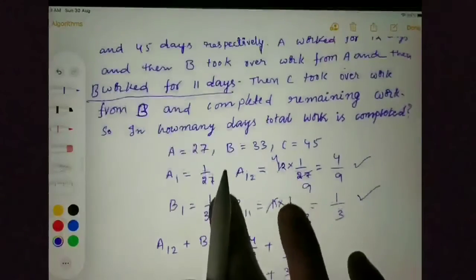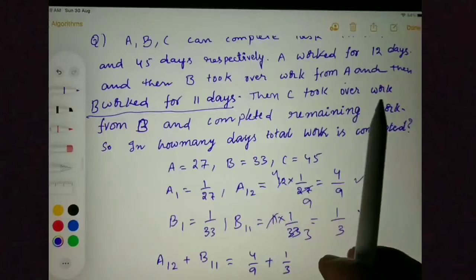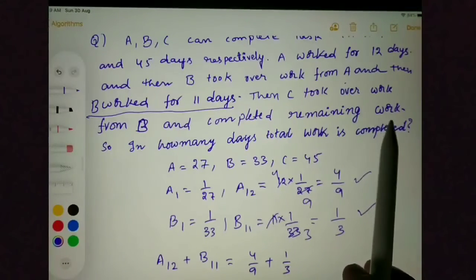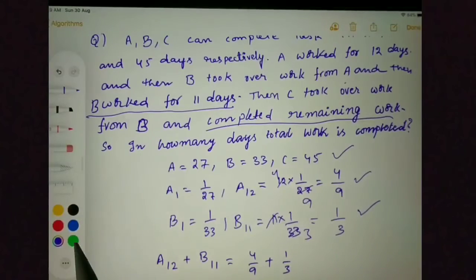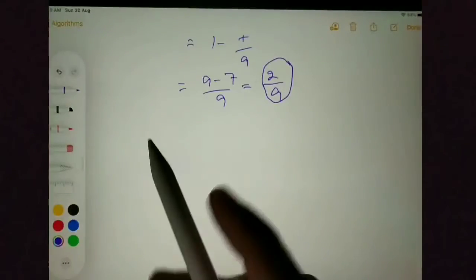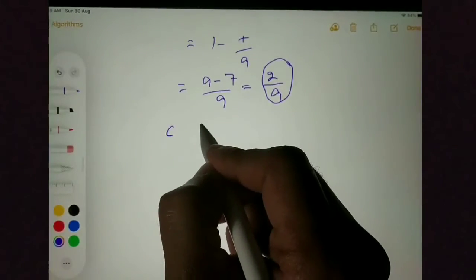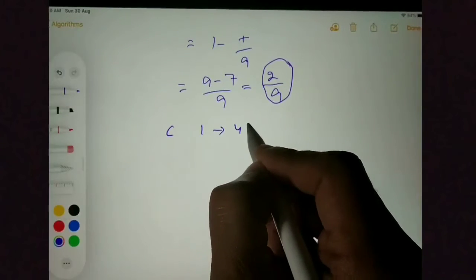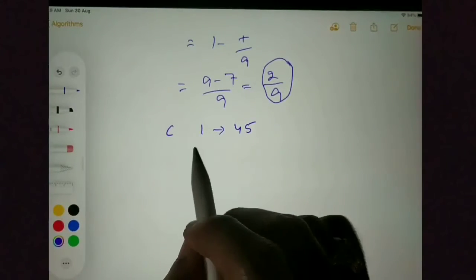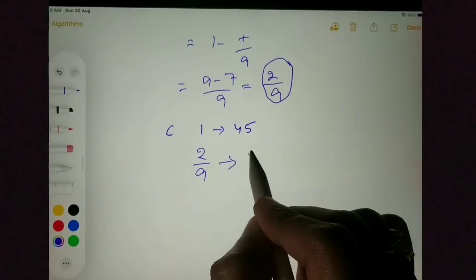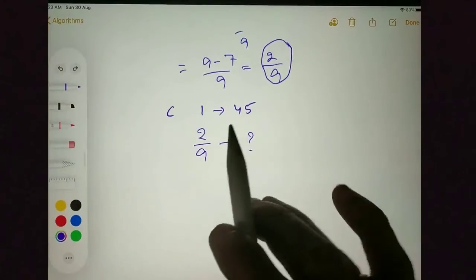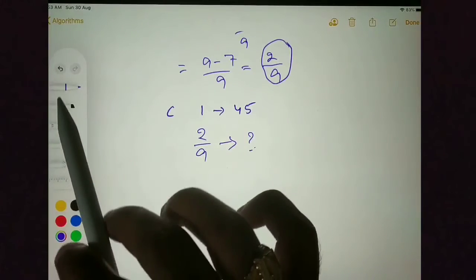So as per the problem statement, C took over the work from B and completed the remaining work. C can complete the task in 45 days. That is the information we have. C can complete one task in 45 days. And in how many days will 2 by 9 of the work be completed? Because we don't know this, we can take it as X.